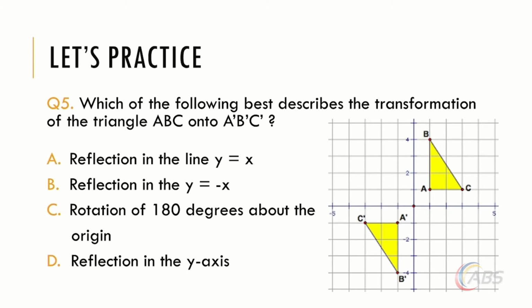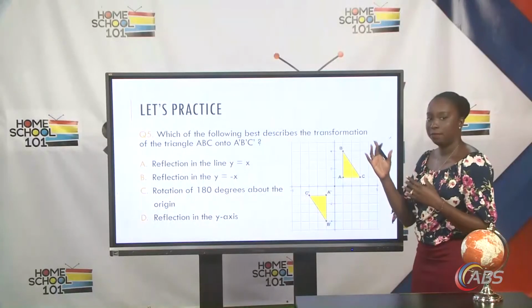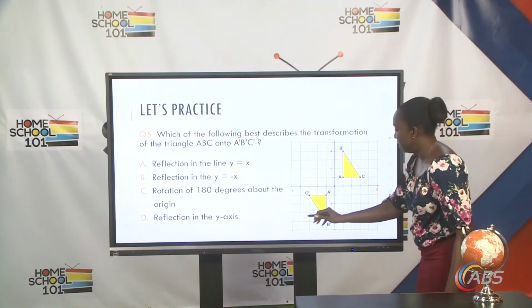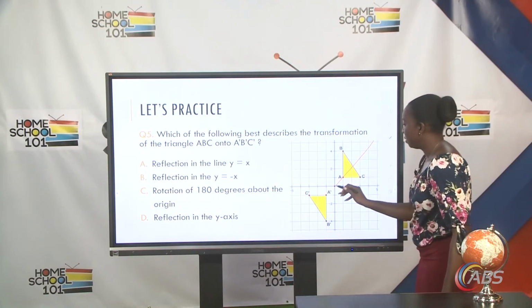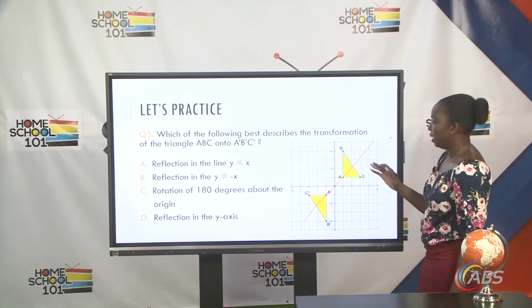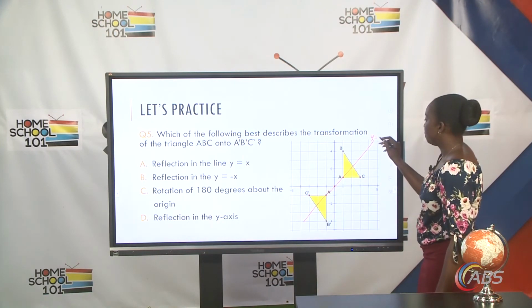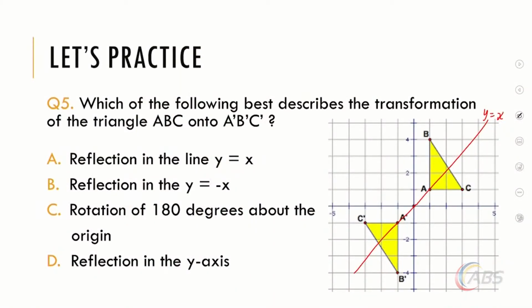So let's talk about those lines that they mentioned, because maybe you haven't heard about them. So where's this line y equals x? This just means that the values of our x are the same as the values of our y. And so that means this line would be going this way, right? So this would be our line y equals x. Is it a reflection in that line? No, so we can eliminate A.